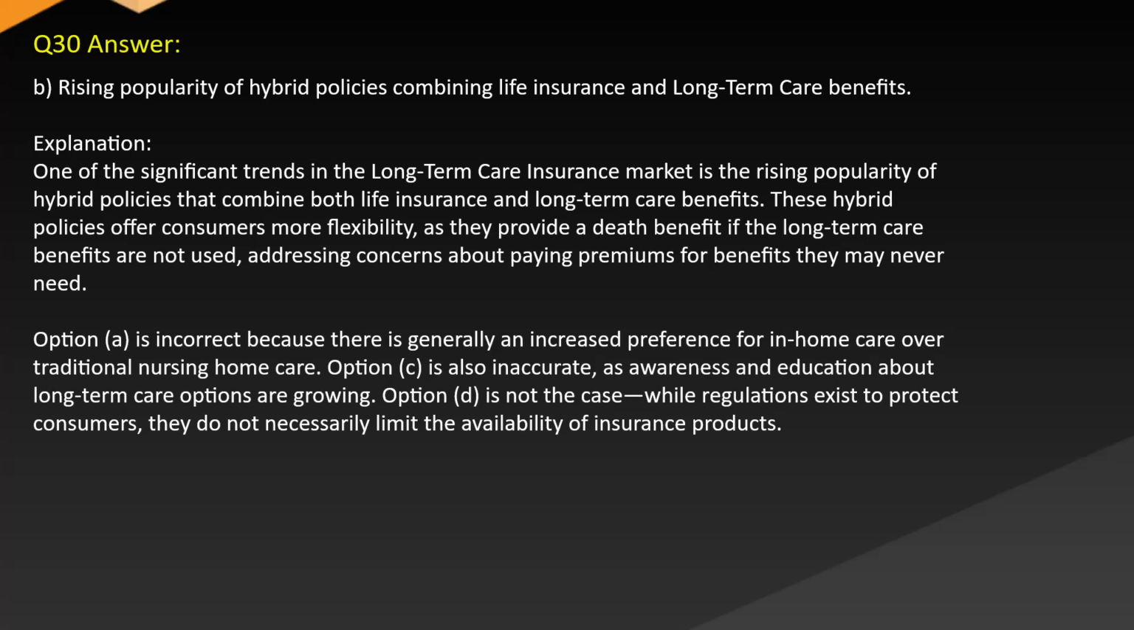Option A is incorrect because there is generally an increased preference for in-home care over traditional nursing home care. Option C is also inaccurate as awareness and education about long-term care options are growing. Option D is not the case. While regulations exist to protect consumers, they do not necessarily limit the availability of insurance products.